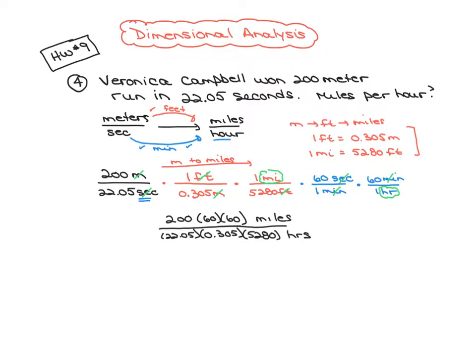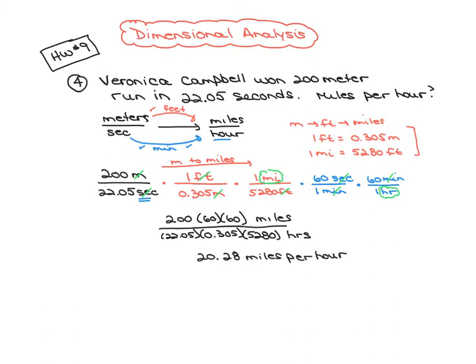All right, this is a great time to pull out your calculator. You can do this in one calculation. Take 200, multiply it by 60, multiply it by 60, divide by 22.05, divide by 0.305, divide by 5,280, and this will give you the unit rate of 20.28 miles in 1 hour, or miles per hour.